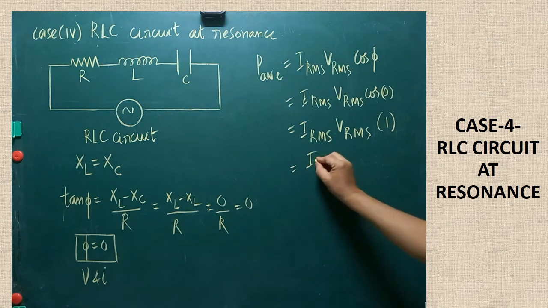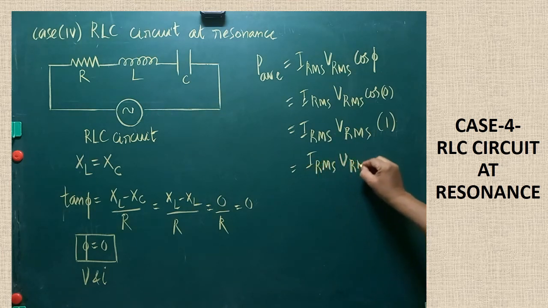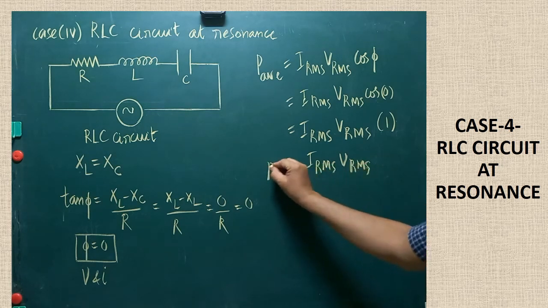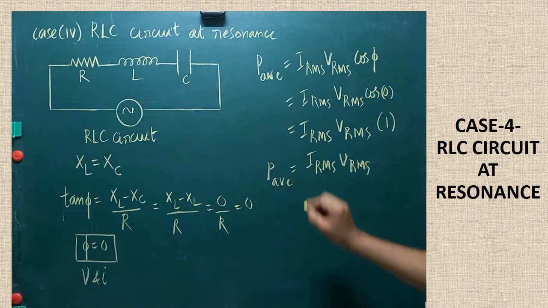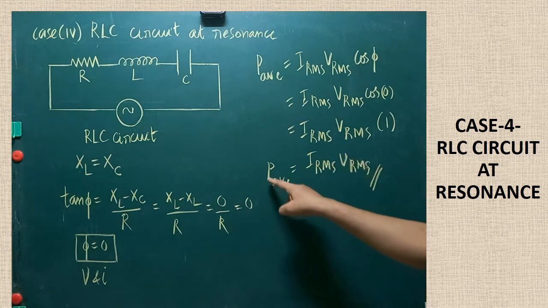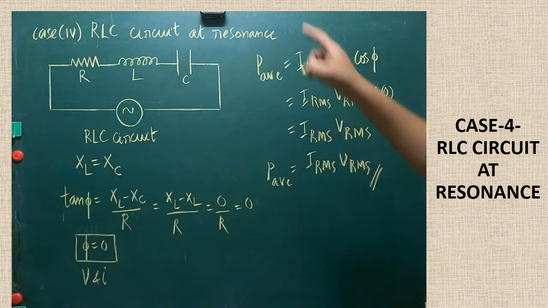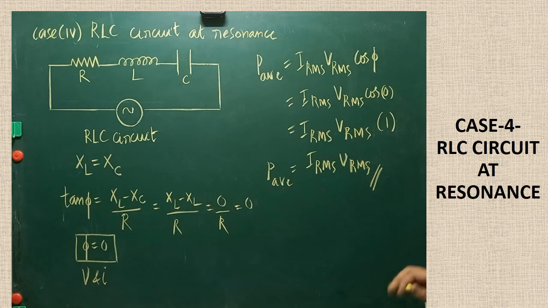So the final expression for P average is VRMS into IRMS. So this is the magnitude of the average power in the case of RLC circuit when it is at resonance. So totally we have learnt 4 cases. In 4 cases, the average power was calculated. The average power in each case will be different. Okay.